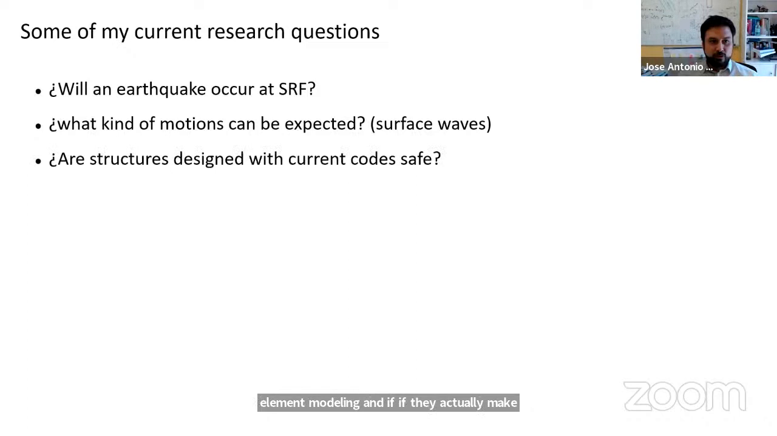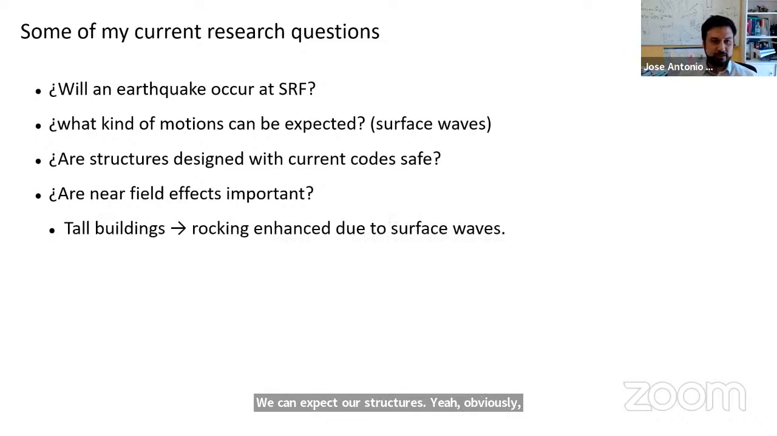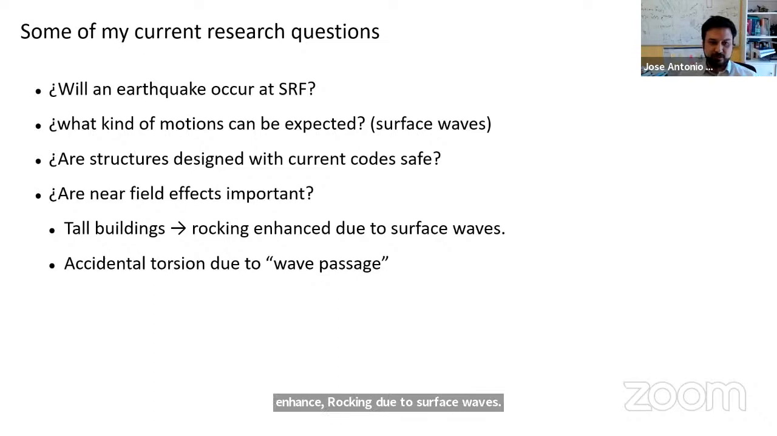Now our codes are designed for subduction zone earthquakes. So one question that arises is, are structures that are designed with that earthquake code safe for these types of events, and what does safe mean, and what kind of performance we can expect out of structures? Obviously, determining where near field effects are important, how to model them, yes, no, right? So tall buildings might experience enhanced rocking due to surface waves, and you also get additional accidental torsion due to wave passage. I'm going to show you a little bit of how it's produced in a video way down the line. We have no ground motions for these types of events.